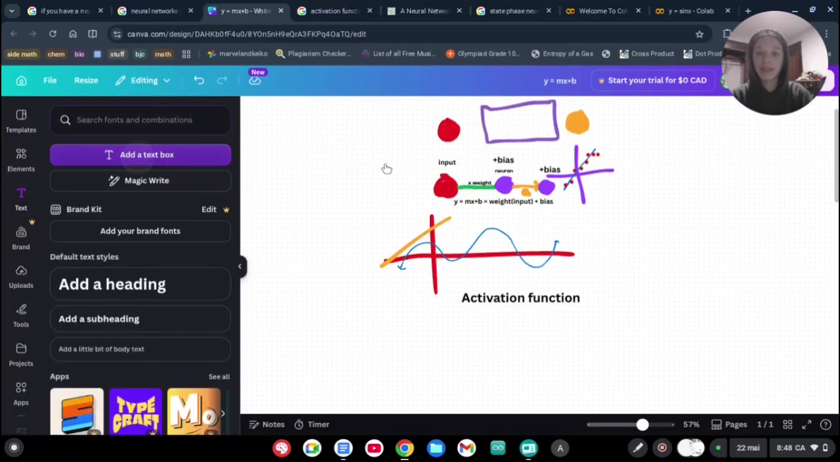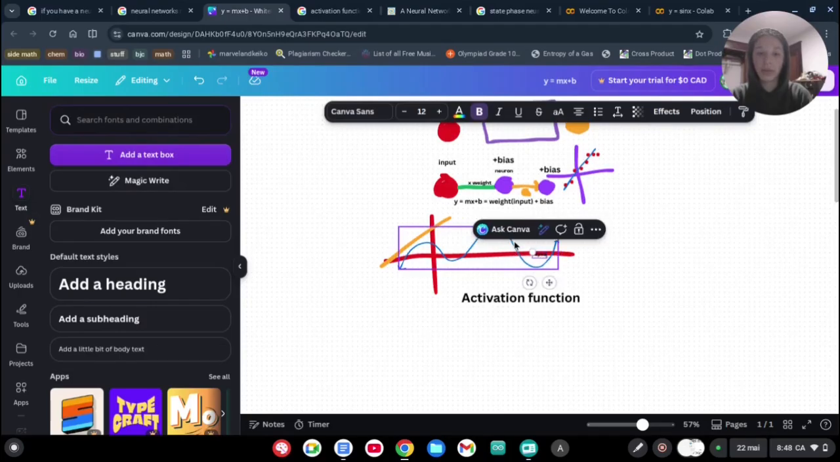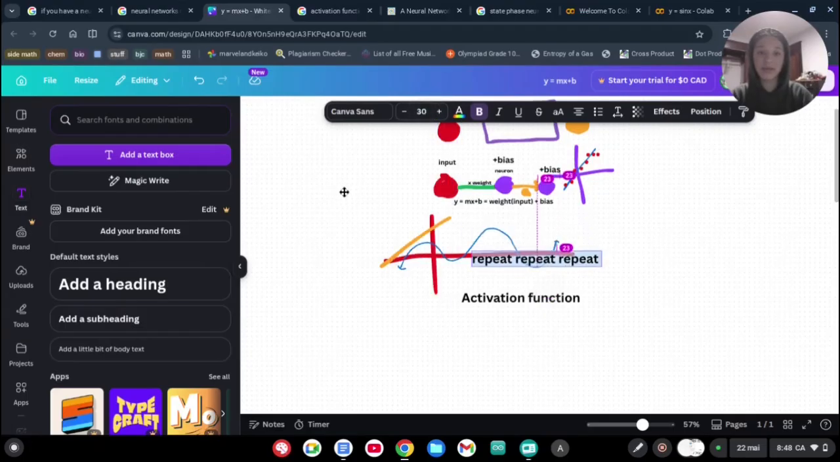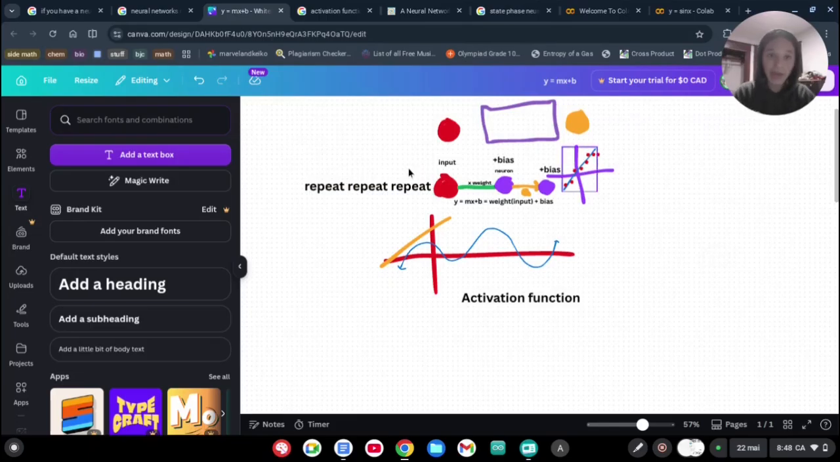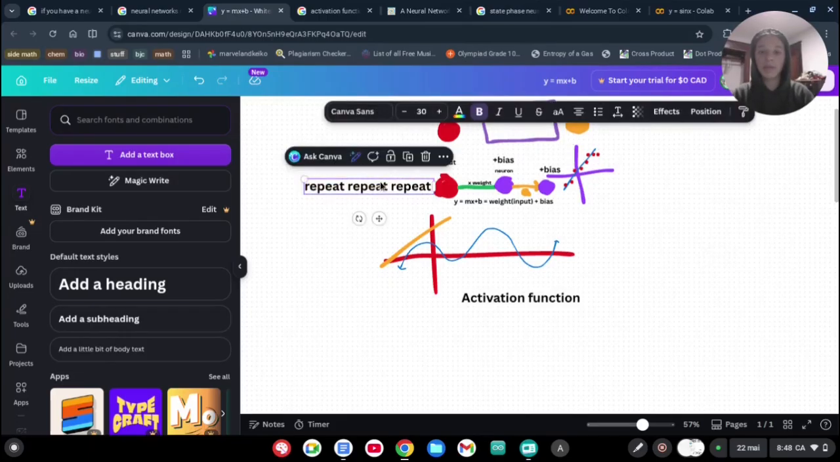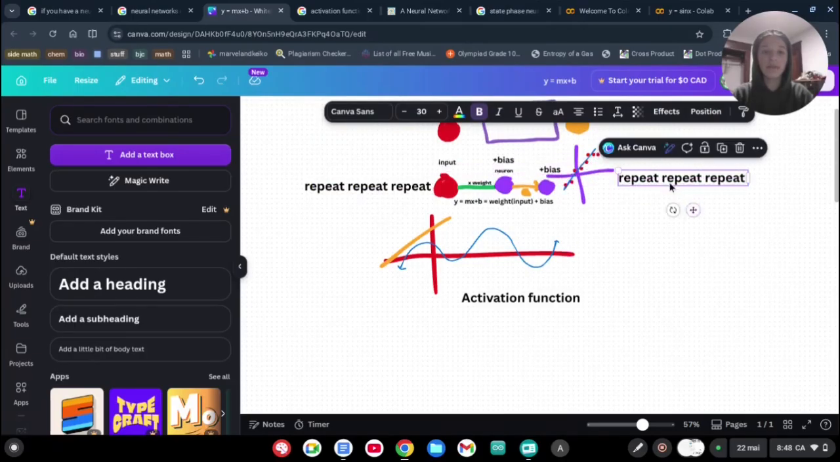So, emphasis on repeat, right? You can do this pretty much as many times as you want. Maybe there's a downside of too many times, it takes too long to run. I don't really know. We're going to copy this, and this is our feed forward.